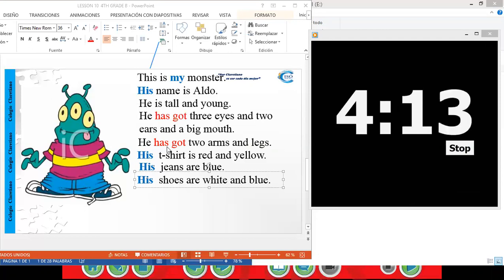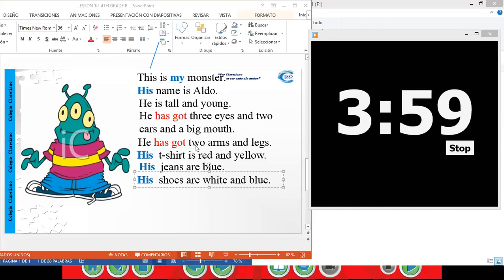Shoulders, legs, mouth, big mouth, small mouth, big nose, small nose, okay? You need to use your imagination, okay? Use the vocabulary, all that we learn, okay?